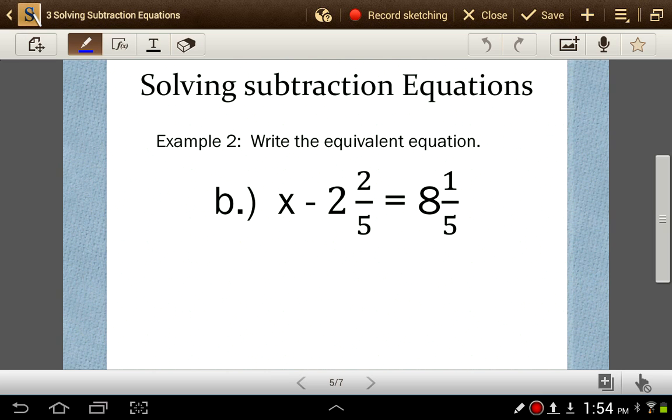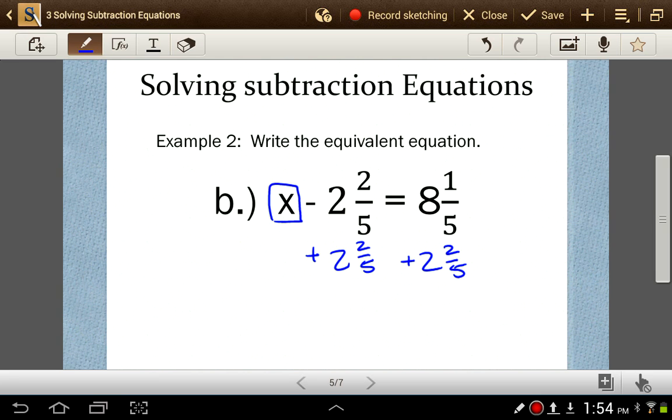Okay, in this one, again, here's my variable, and I'm subtracting 2 2/5. So the inverse of subtracting is to add. So I'm going to add 2 2/5 to both sides. Again, that's not 2 2/5 plus 2 2/5. You have the minus sign out in front of there. So that's taken it away, and you've added that back.